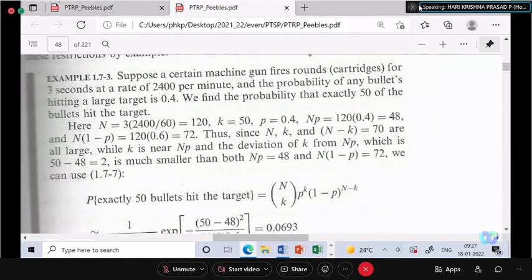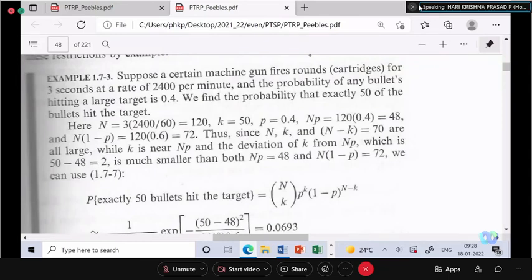Since np and n minus k are all large, while k is near np. How do we know k is near np? Small k here is 50, np is 48. See the spacing between 48 and 50. It is only 2 units. So k is near np. And the deviation of k from np, which is 2, is much smaller than both 48 and 72. How do we conclude?